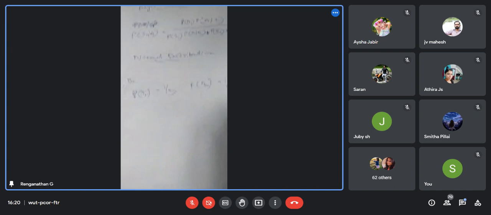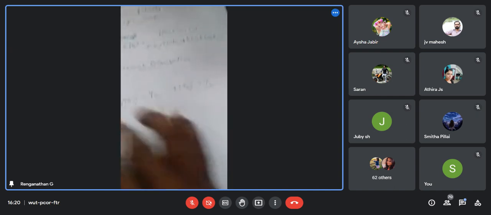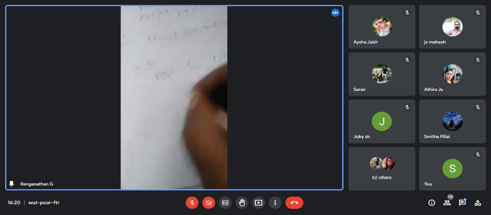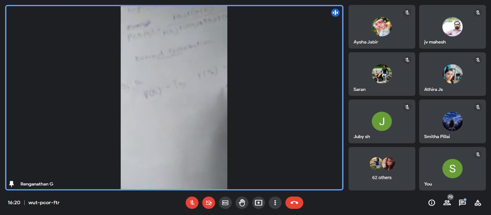Right? So then, when we pick a ball out of these boxes, the ball may be picked from either the first box or from the second box.